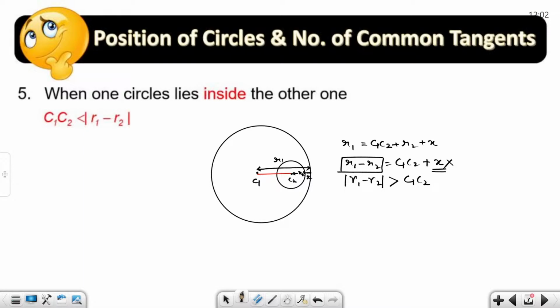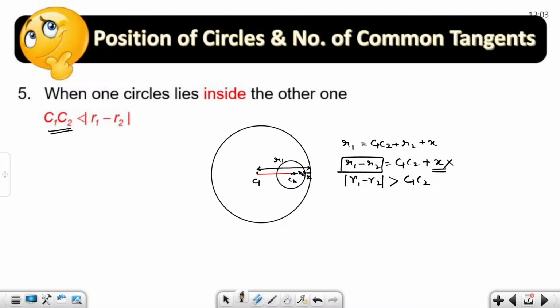In this case, your R1 is more than R2, but it may so happen that R2 is more than R1. I don't know. That is the reason why I have given a mod sign. So what is the condition that one circle will lie inside the other circle? When we find that the distance between their centers is less than modulus of R1 minus R2. Is it clear? Absolutely clear to you?